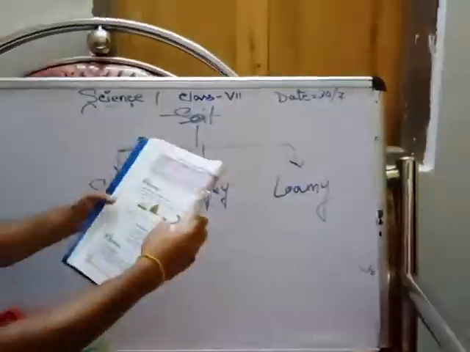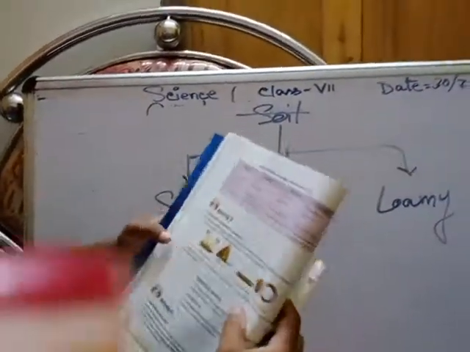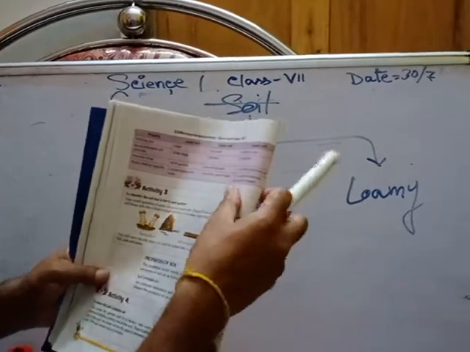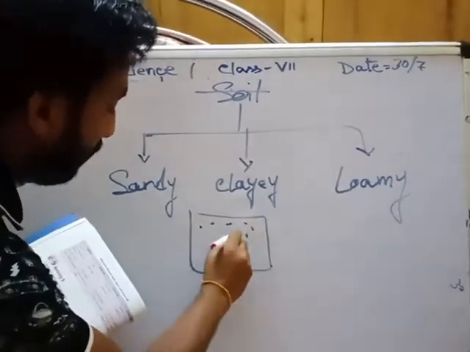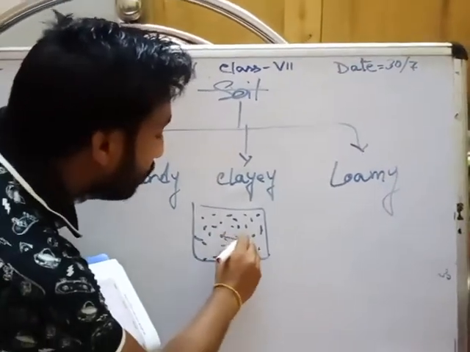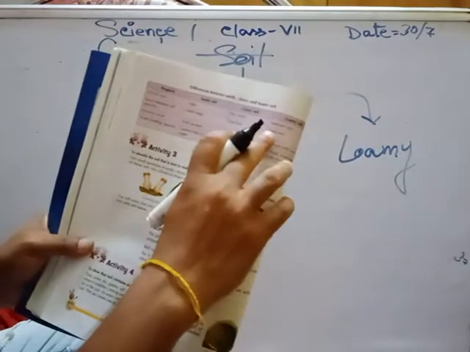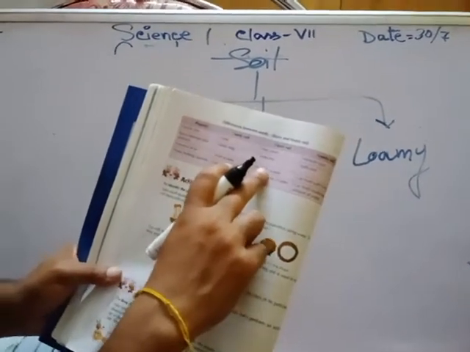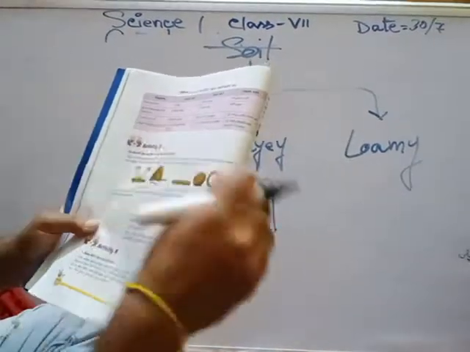Then there is the difference. You should learn the difference between sandy, clayey and loamy soil, and their characteristics. Property: particle size of sandy soil is large, in clayey soil it is very small, and in loamy soil it is medium. Space between soil particles means how much distance there is from one particle to another. Sandy has quite large space, clayey quite less, and loamy has sufficient space. Presence of air: sandy is well aerated, clayey is not well aerated, and loamy soil can hold sufficient air.